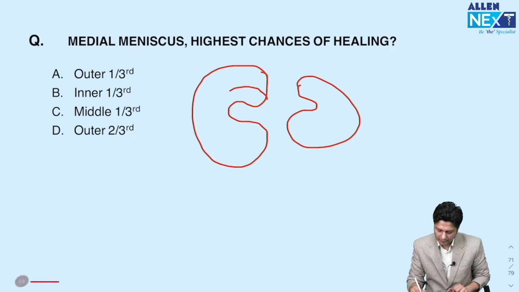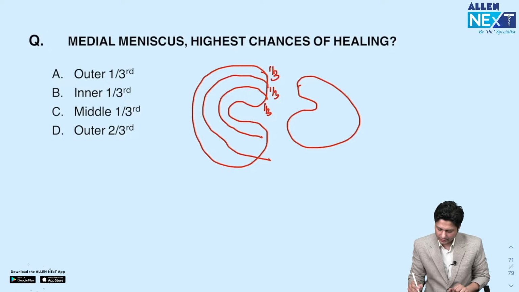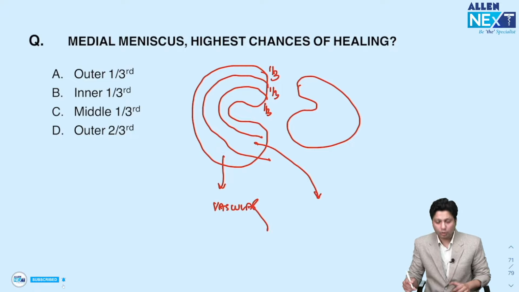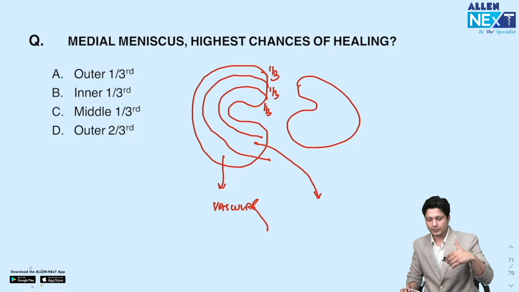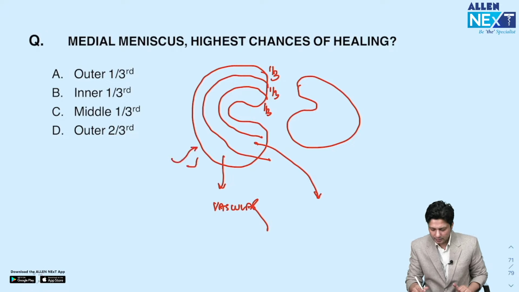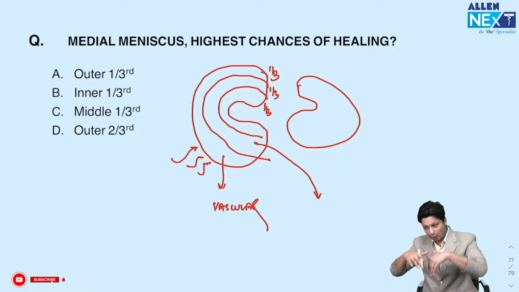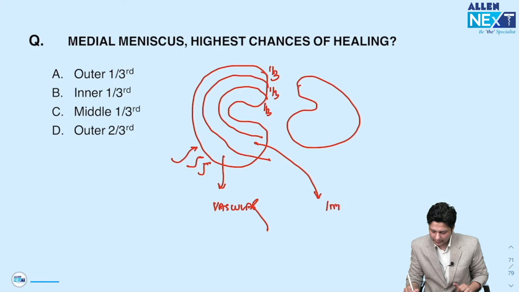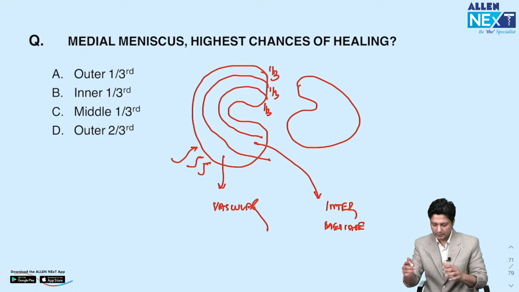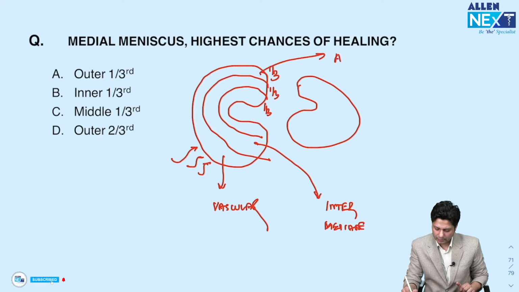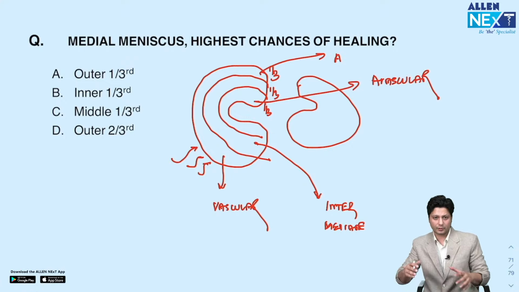Now, if you divide the meniscus into three parts, that means the inner 1/3, the middle 1/3, and the outer 1/3, then the outer 1/3 is the most vascular part. Most vascular means that it receives the majority of the nutrients, through the diffusion process, in the outer 1/3. The middle 1/3 has an intermediate vascularity, and the inner 1/3 is avascular. That means it receives no nutrition through the process of diffusion.